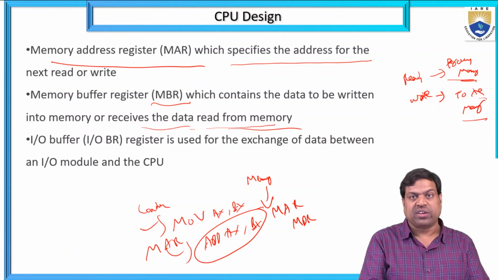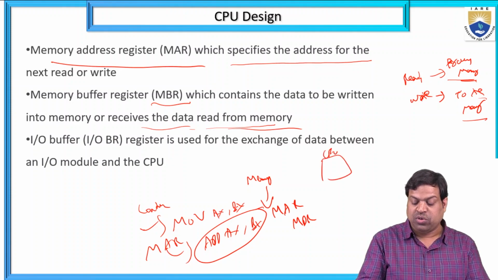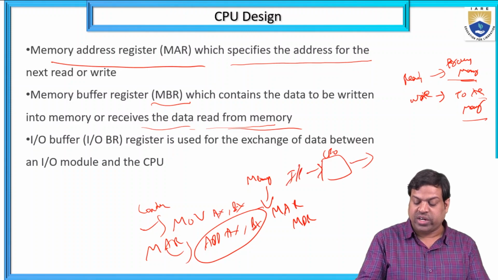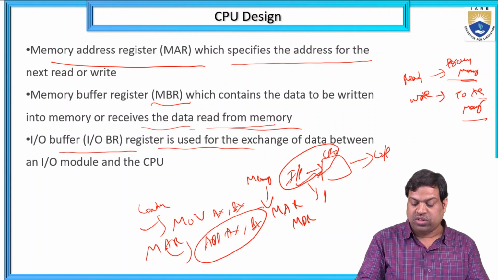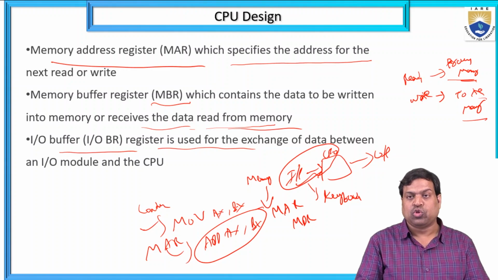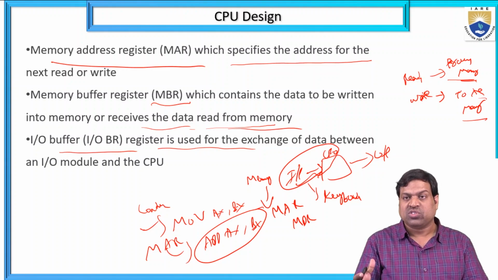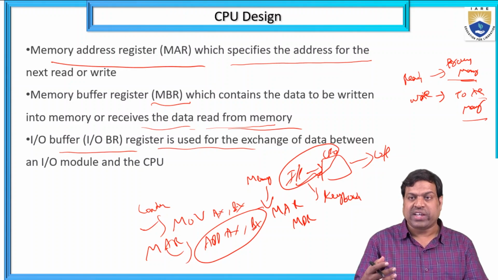And the input output buffer register is used for the exchange of data between an input module and the CPU. So it is CPU, input to output. It is an input and output. So between the input and the CPU, that is an input buffer register. Suppose for input I am giving a keyboard. I'm giving some information through the keyboard. That is the input to the CPU. So the CPU will accept only inputs from the input side, that is a keyboard or mouse or anything. And that is about the MAR, MBR and buffer registers.